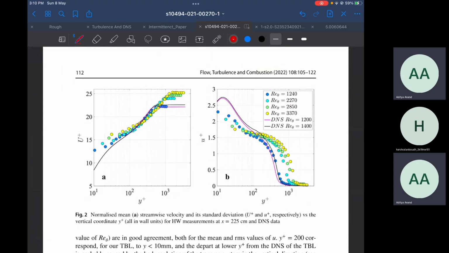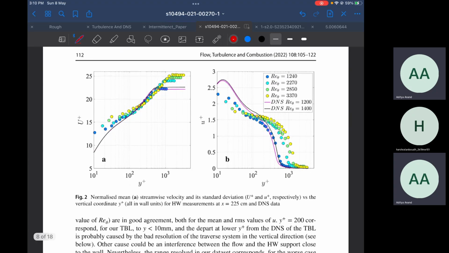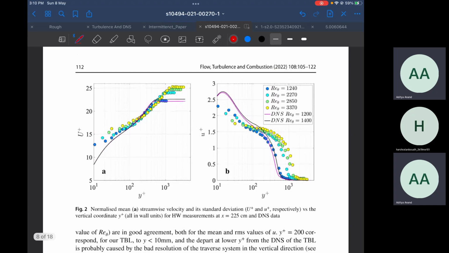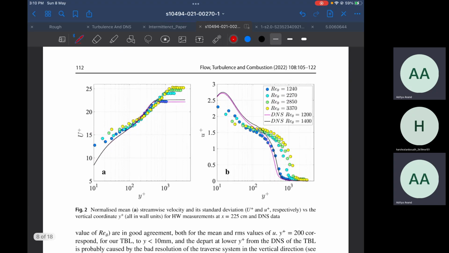Okay, so these are the mean flow plots, RMS. Somehow their RMS plots for DNS shows a higher RMS for wall locations closer to the wall.